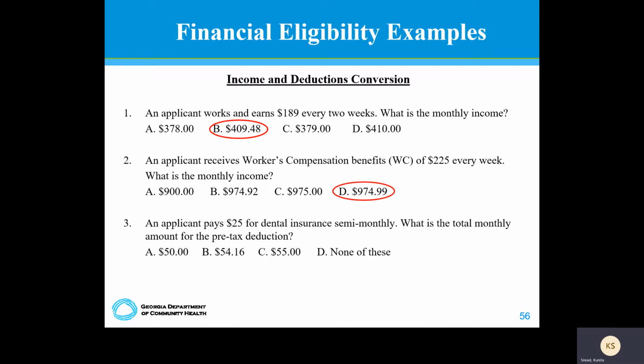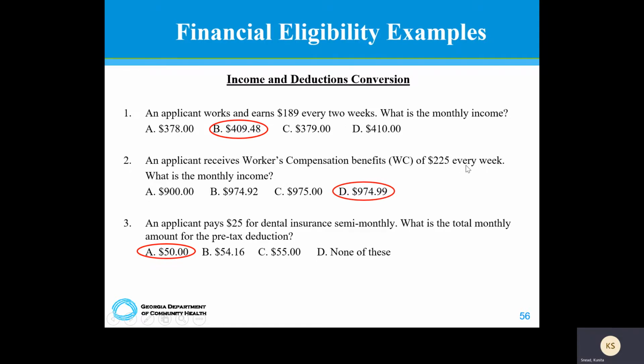An applicant pays $25 for dental insurance semi-monthly. What is the total monthly amount for the pre-tax deduction? So this is just twice a month. So you just take that 25 and multiply it by 2, because that's the conversion factor for semi-monthly, and your answer should be just $50.